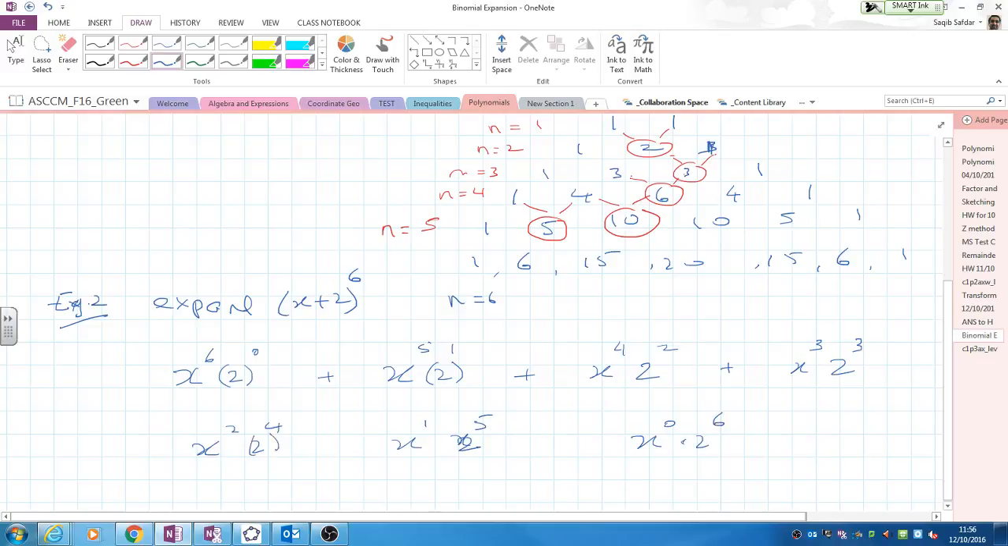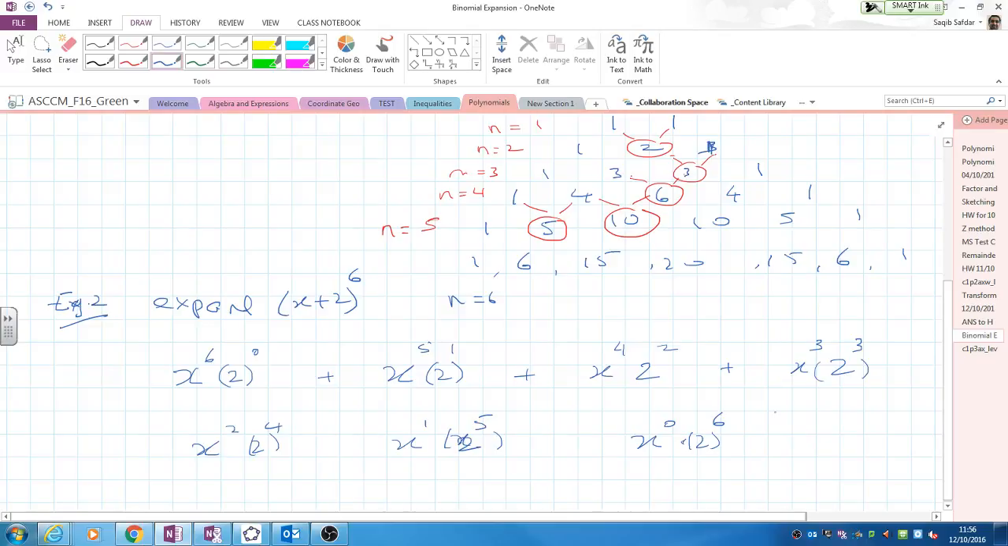It's good to use brackets, especially when you have a negative number, because that will cause all sorts of problems for you if you don't use the brackets. Okay.